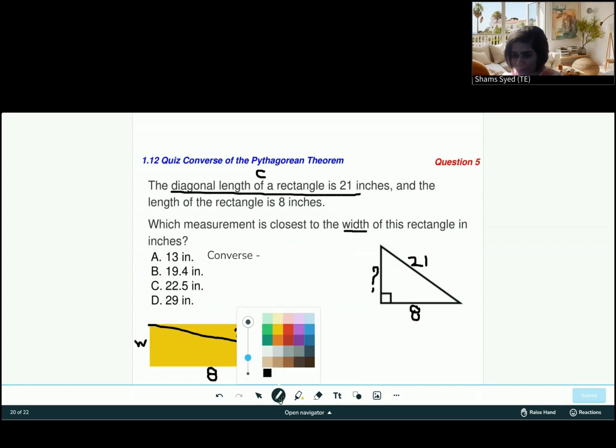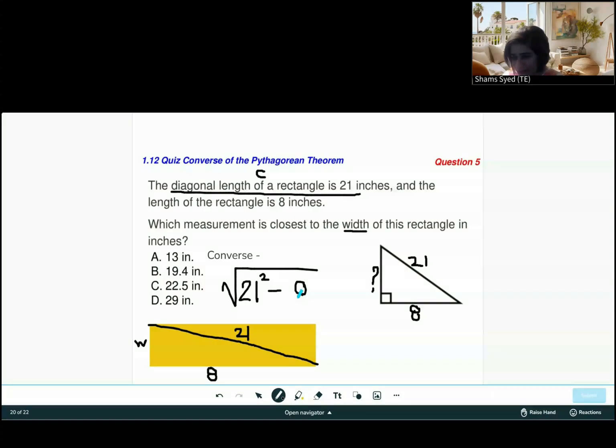Let's see how we can apply the converse formula. Start with the square root symbol. The longest side squared minus the given shorter side, 8 squared. Everybody put the expression in the calculator and tell me what you get, because we will apply converse. Converse involves subtracting: longest side squared minus the given shorter side squared, everything under the square root symbol. What did you get?